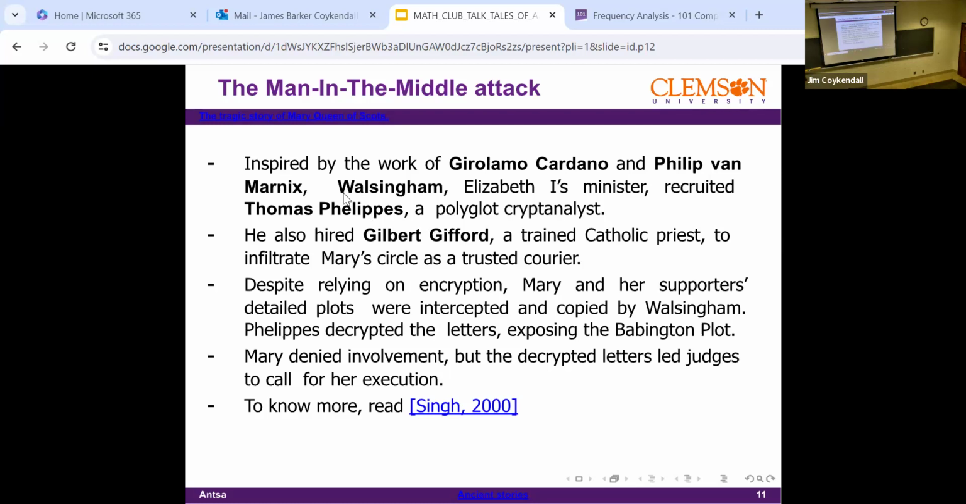I don't know how to read it correctly, but yeah, he read some books by some cryptanalysts, and he was like, okay, I think I really need a cryptanalyst in my team. So he recruited Thomas Phillips, a polyglot cryptanalyst. By the way, Mary's and her friends, they speak French. When you are in an English-speaking country, you don't expect people to speak other languages, right? But the cryptanalyst was a polyglot. She speaks like 6 languages.